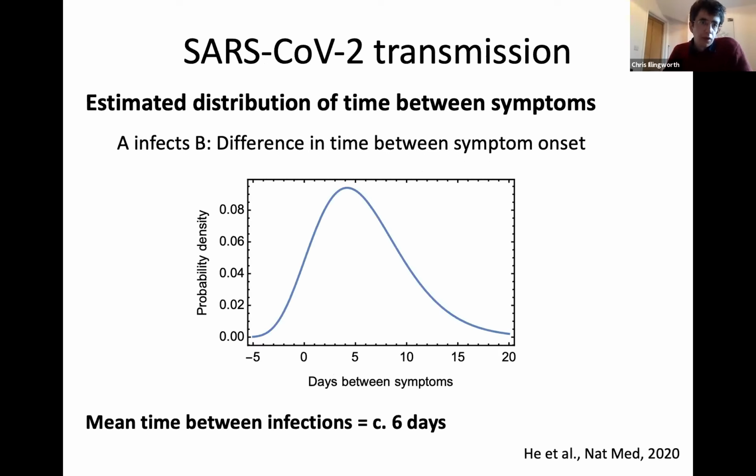So here we have some data about COVID transmission, and a measurement from a data set of the number of days between symptoms. So if A infects B, how long after A does B become symptomatic? And sometimes that's negative, but if we take the mean of this distribution, it gives us the mean time between infections, and that's coincidentally about 6 days. So if we're looking at phylogenetics on the scale of single transmission events, then noise could be doing something.